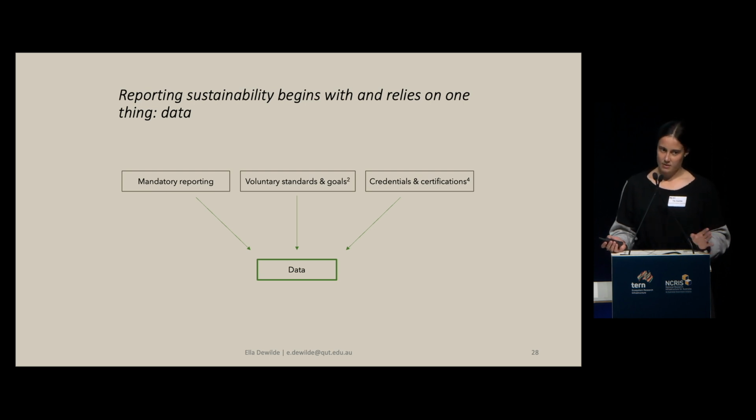Voluntary standards and goals, plenty of those, and that includes climate reporting that some companies might do without specific guidelines, just reporting on their total carbon footprint and stuff like that, and then credentials and certifications, which would include things like organic production. But all of those things rely on the same thing. They need data.